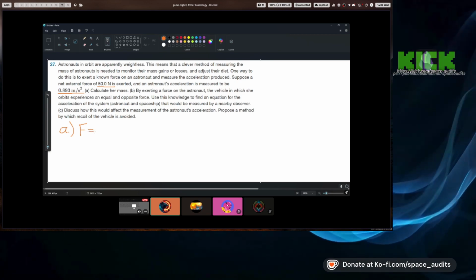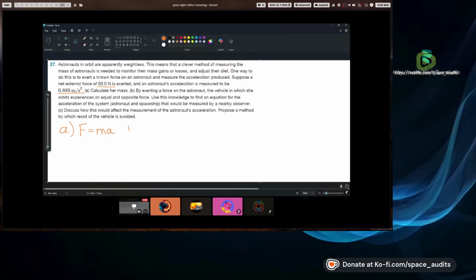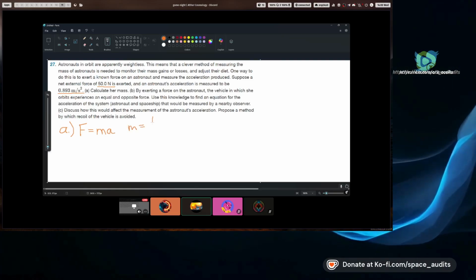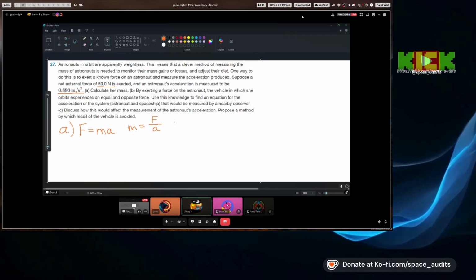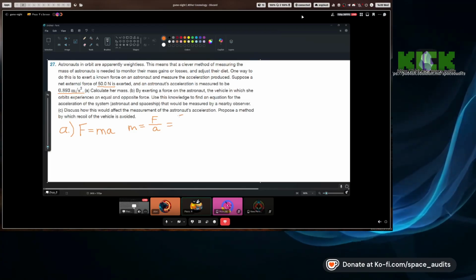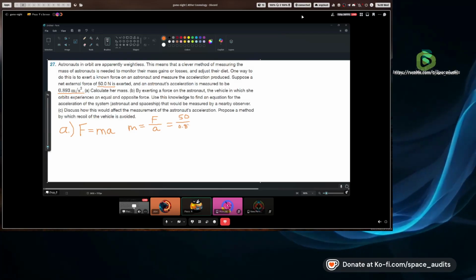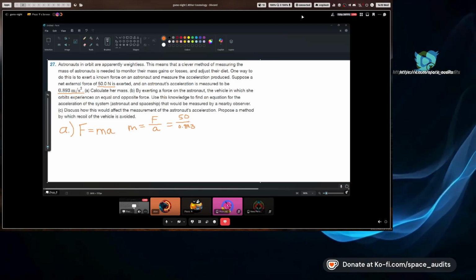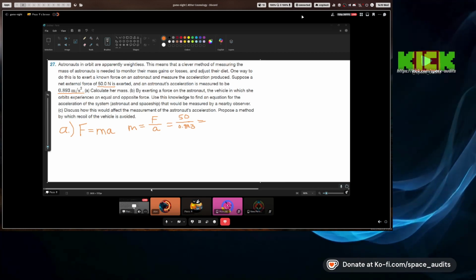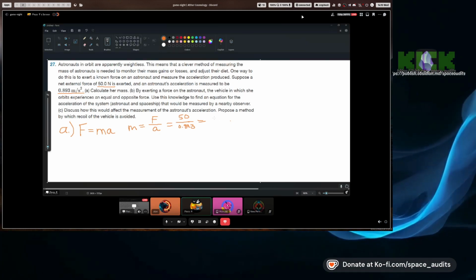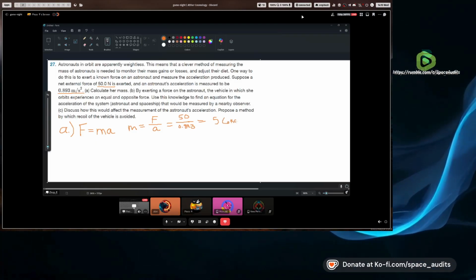So you need to get the mass right, you said? You would do M equals F. Yes, exactly. M equals F over A, which equals 50 over 0.893, which equals 55.99 kilograms. I'm just going to say 56 kilograms.